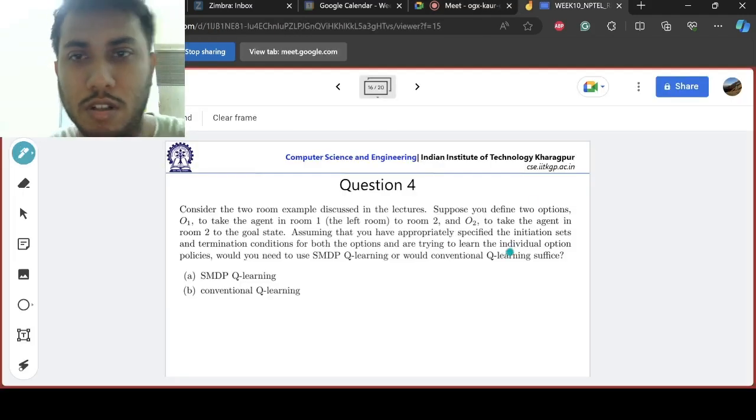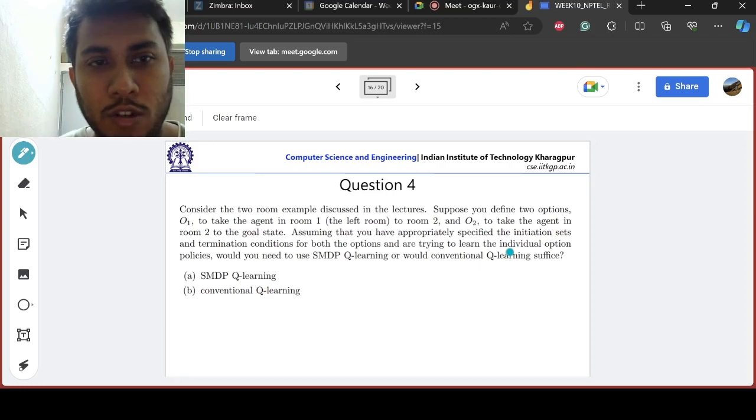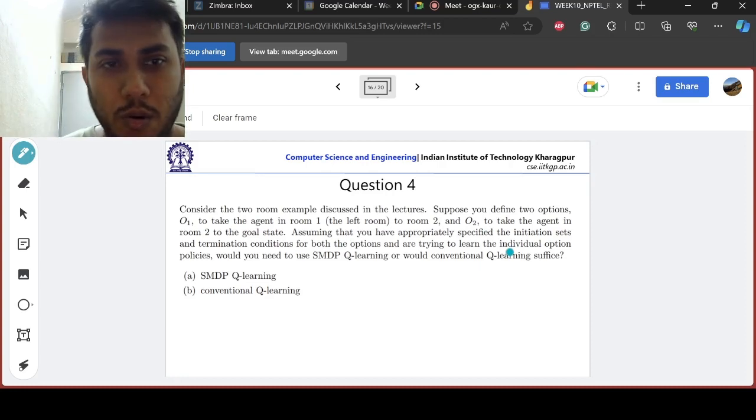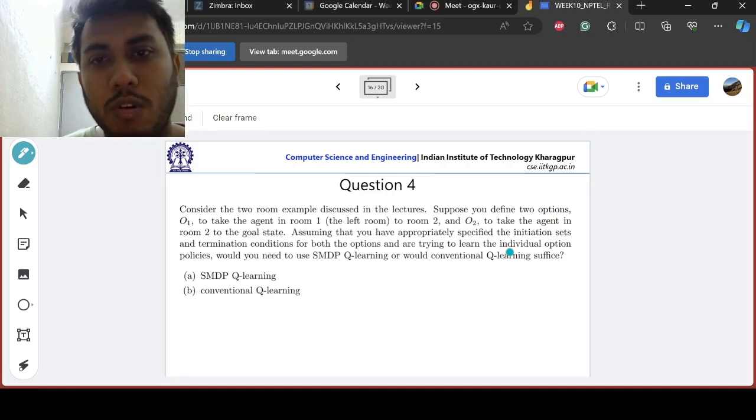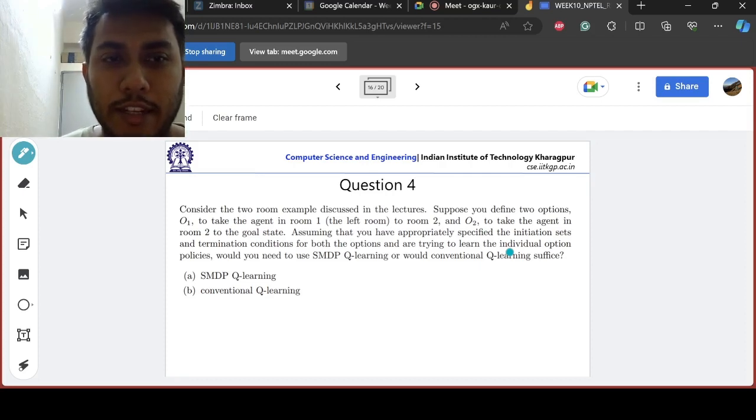Okay, so consider the two room example. Suppose you define two options, O1 to take the agent from room 1 to room 2, and O2 to take the agent from room 2 to the goal state. Assuming that you have appropriately selected the initiation states and the termination conditions for both options, and are trying to learn the individual option policies, would you need to use SMDP Q learning or conventional Q learning?